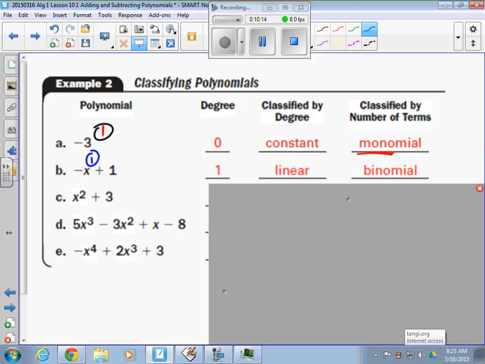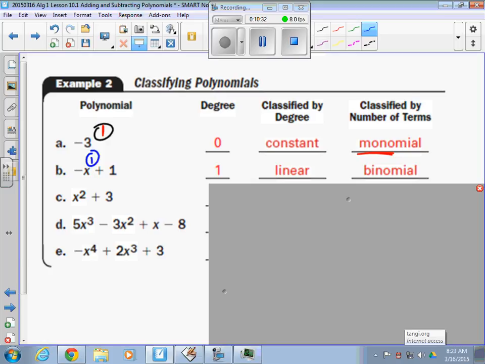It's classified by its degree. It is considered linear. Anything x to the first power will be called linear. And since there are two terms, negative x and 1, it is binomial.